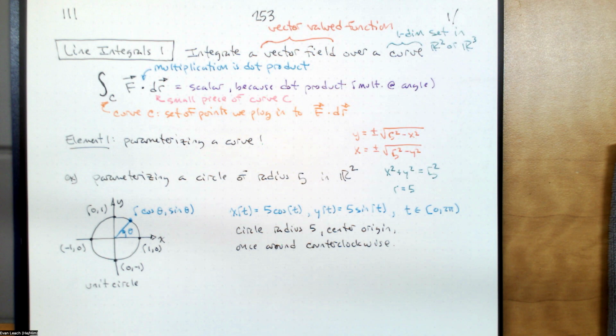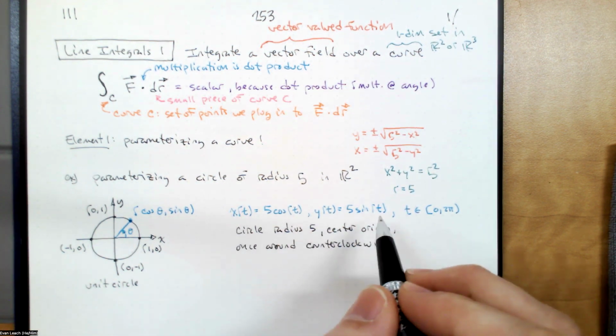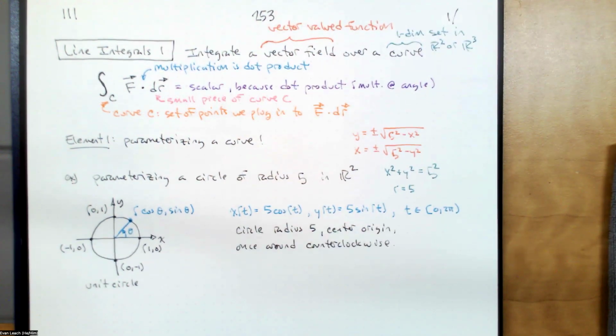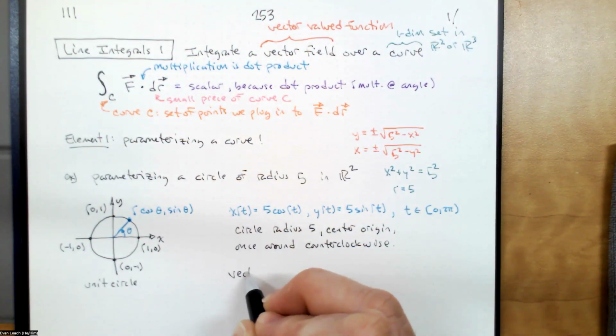Here's how we need to make this work with our line integral. These are the parametric equations. What we will want is a vector function for the parameterization, and that's just going to take the x of t i plus y of t j. So we're going to call this r of t for a vector parameterization.